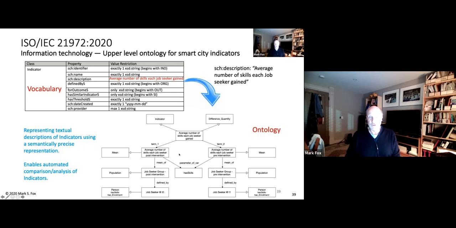We have a new set of standards that we have begun work on.